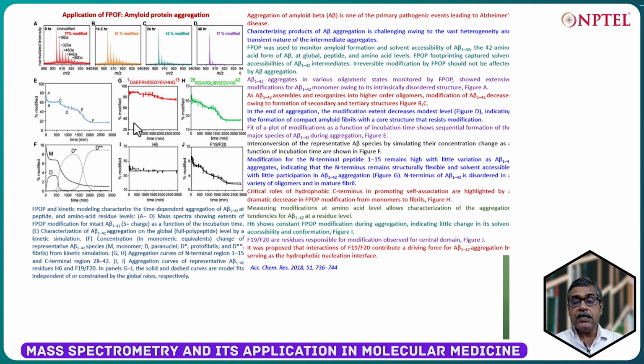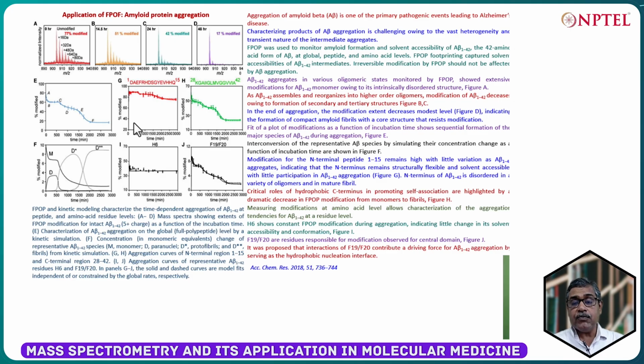This indicates that the N-terminus basically remains structurally flexible and solvent accessible. So, its structural geometry and conformation haven't changed much across the oligomerization process. That means it's actually participating in the aggregation process to a very little extent. So, the N-terminus of A beta 42 is disordered in a variety of oligomers and in mature fibril. So, its disorderness stays back.